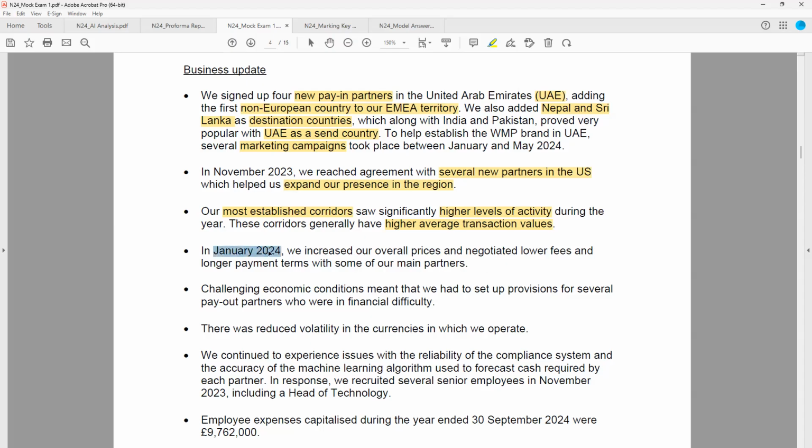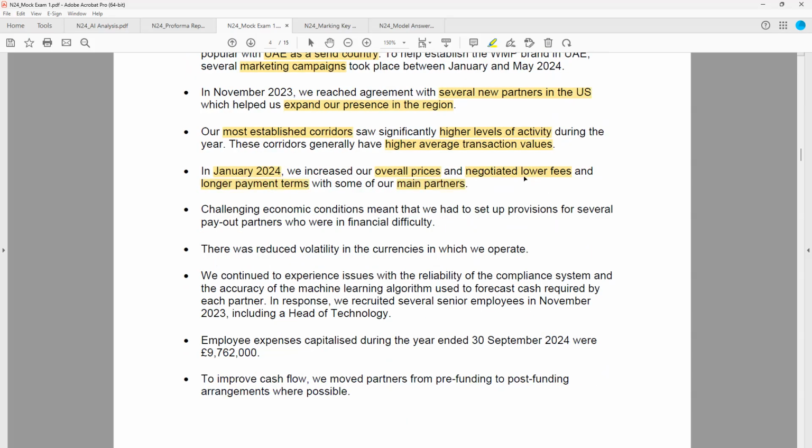There's been an increase in prices partway through the year. So for nine months of the year, they've had higher overall prices, and they've negotiated lower fees and longer payment terms with main partners. So that would be a reason why partner and bank fees have gone down, and also payables may have gone up, because remember, we need to analyze cash as well.